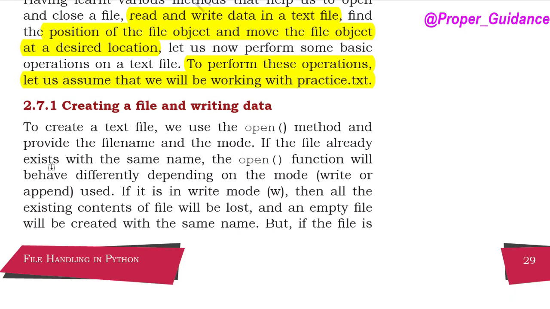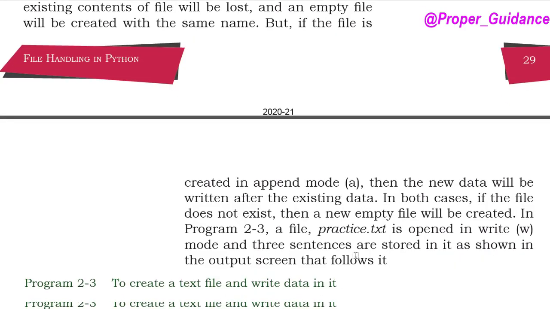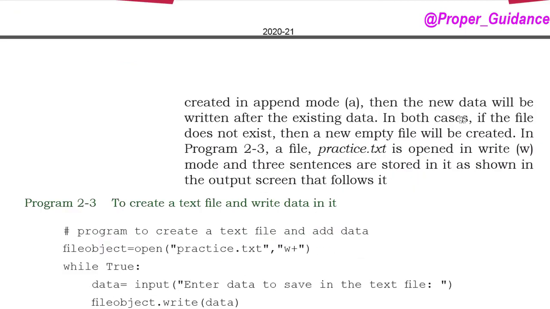Creating a file and writing data. To create a text file, we first use the open method and provide the file name and the mode. If a file already exists with the same name, the open function will behave differently depending on the mode, write or append, used. If it is in write mode, then all the existing contents of the file will be lost and an empty file will be created with the same name. But if the file is opened in append mode, then the new data will be written after the existing data. In both cases, if the file does not exist, then a new empty file will be created.